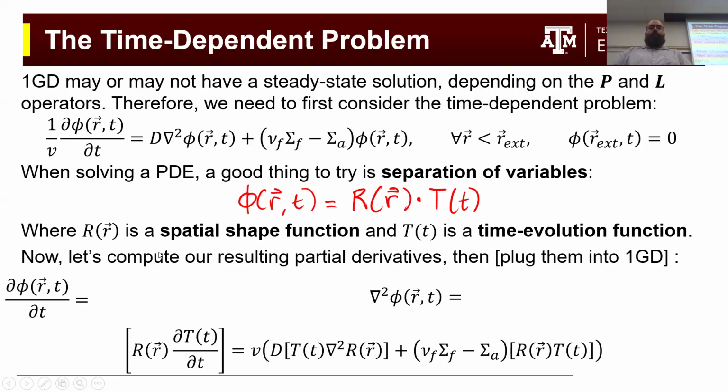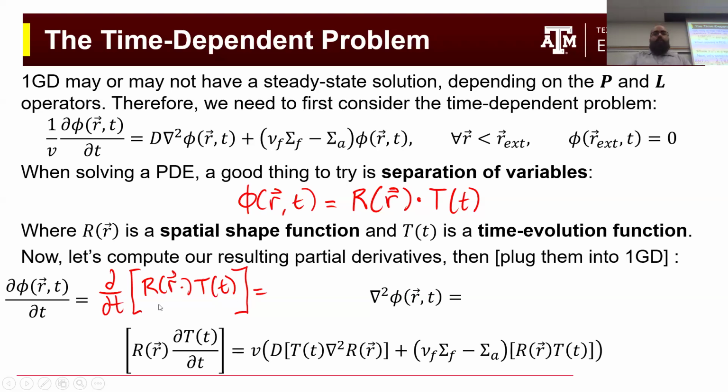What we're going to do is plug this definition into our one group diffusion equation. So what I wanted to do first is compute what those partial derivatives look like, in the terms where the input is not just the flux by itself. If we write this out with the definition we've just defined, this would be d by dt of R of r times T of t. We're just plugging this definition of flux into this time derivative.